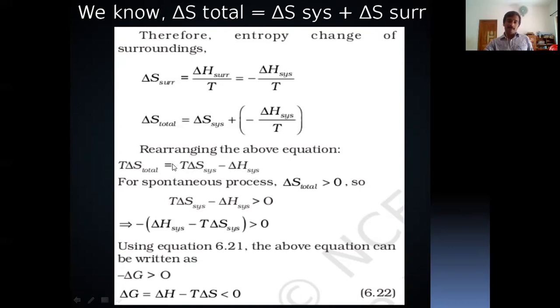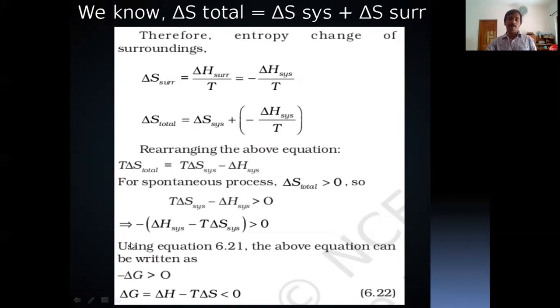So if you take a negative of this, minus of delta H minus T delta S. Delta H minus T delta S, you know it is G. So minus of delta H minus T delta S is minus G. So T delta S total is minus G.